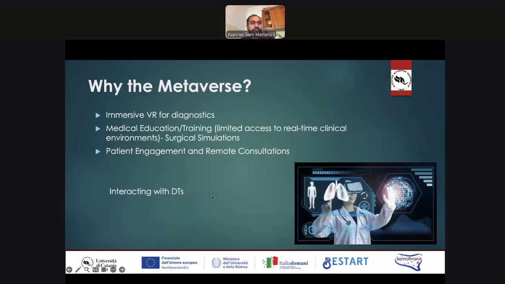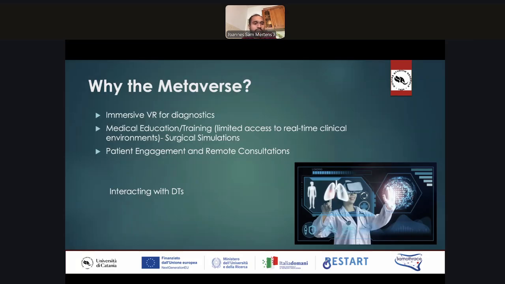Okay, so first of all, why do we go for metaverse? It's a revolutionizing thing right now, and it's getting a lot of attention, even in the healthcare industry. First of all, it provides an immersive environment for doctors or physicians to do diagnostics, to do analysis, to do real-time monitoring.